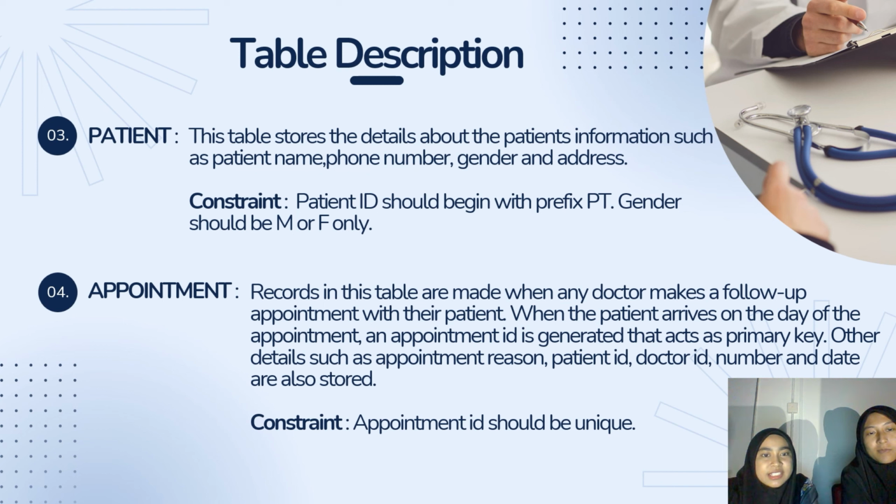So next is appointment. The appointment table records appointments. Records in this table are made when a doctor makes a follow-up appointment with their patient. When the patient arrives on the day of the appointment, an appointment ID is generated that acts as the primary key. Other details such as appointment reason, patient ID, doctor ID, number, and date are also stored. Constraint: appointment ID should be unique.